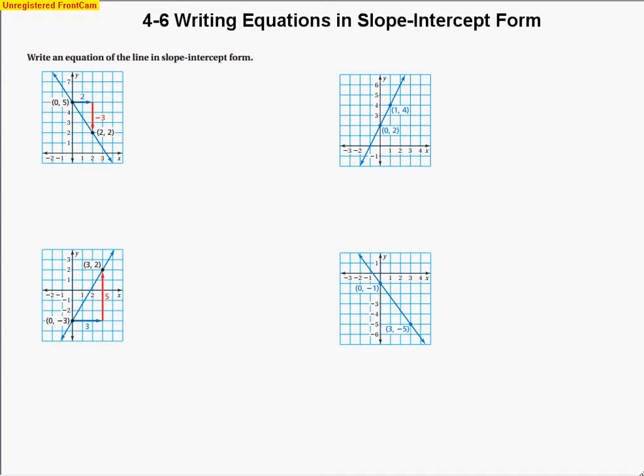This is the tutorial for Chapter 4, Section 6, titled Writing Equations in Slope-Intercept Form. So let's take a look at the types of problems we're going to end up seeing. First of all, we need to know what the slope-intercept form is.